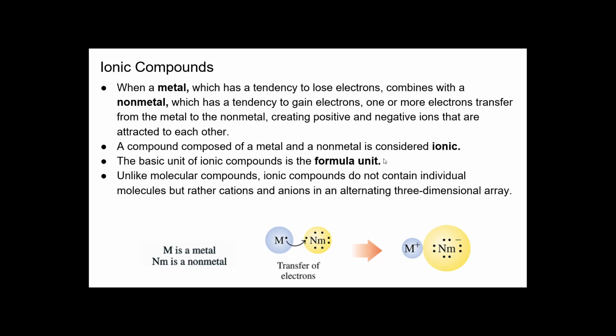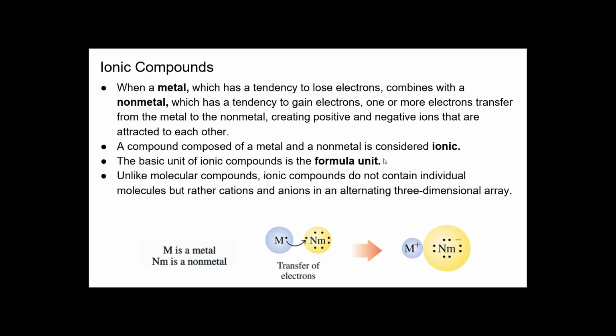So a compound composed of a metal and a nonmetal is considered ionic. That's a transfer of electrons. There's charges that are holding this together. They call it electrostatic attraction. The basic unit of ionic compounds is the formula unit. Where's that word formula again? Ionic.